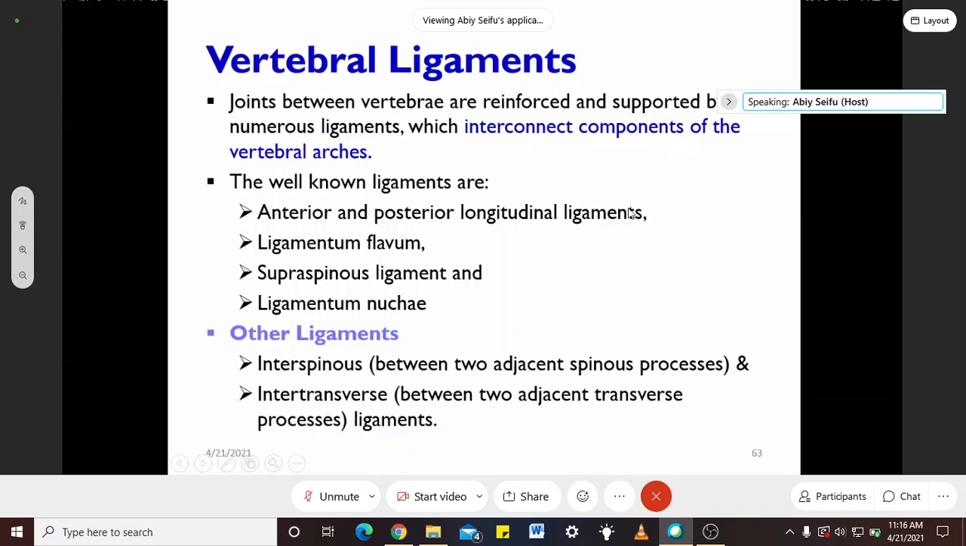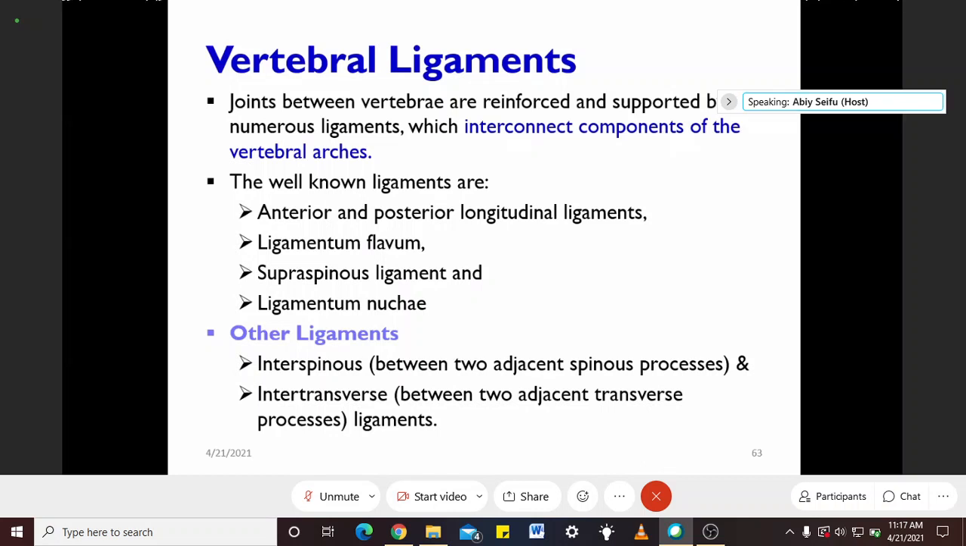Vertebral ligament. There is a ligament that associates with the joint. I give a highlight, just a highlight, because some of the groups will come to the DR and discuss the vertebral column, including the ligament. So let me give some highlights, and we'll continue starting from the vertebral ligament tomorrow.